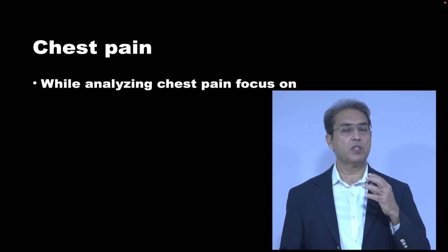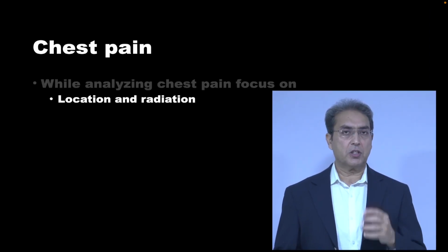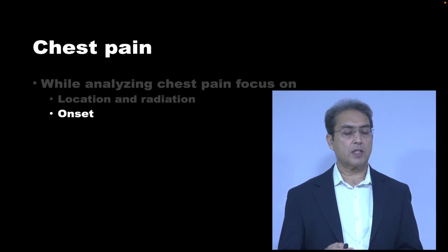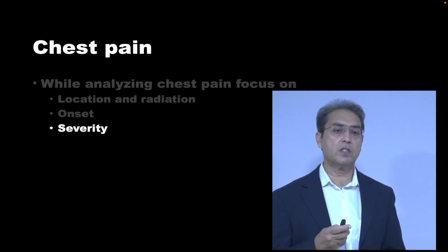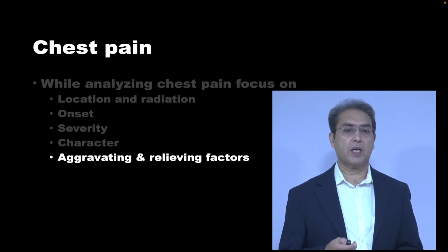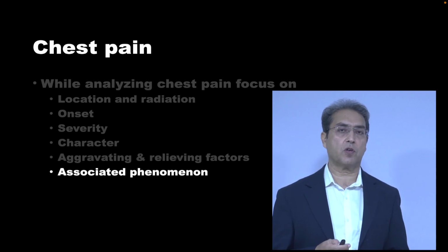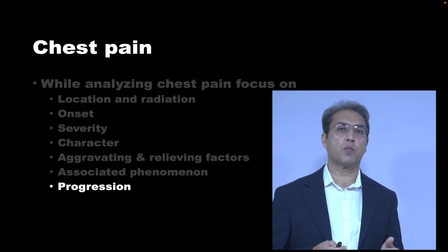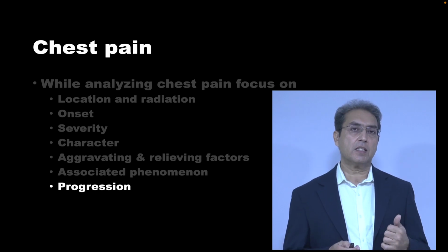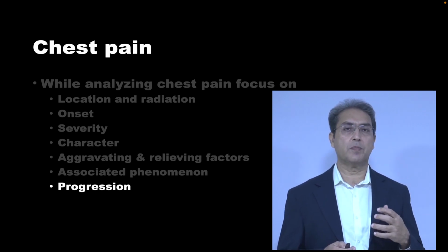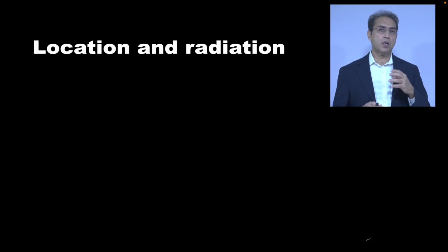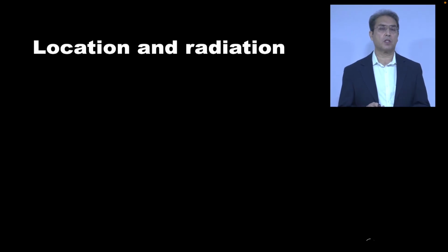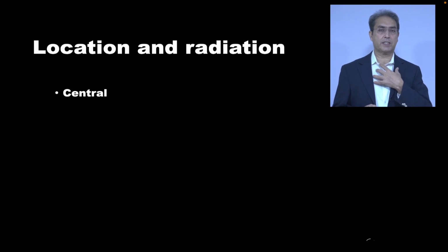When we examine chest pain, we see the location and radiation of the pain, we consider the onset, we see the severity of the pain, we see the character of the pain, what are the aggravating and relieving factors, what are the associated phenomena with this, and how the pain is progressing. So we individually see all these features of the pain coming from the chest. Now, location and radiation are very important. There are central chest pains, which present in this area, and then we've got pain on the sides, which are called hemithoracic pains.